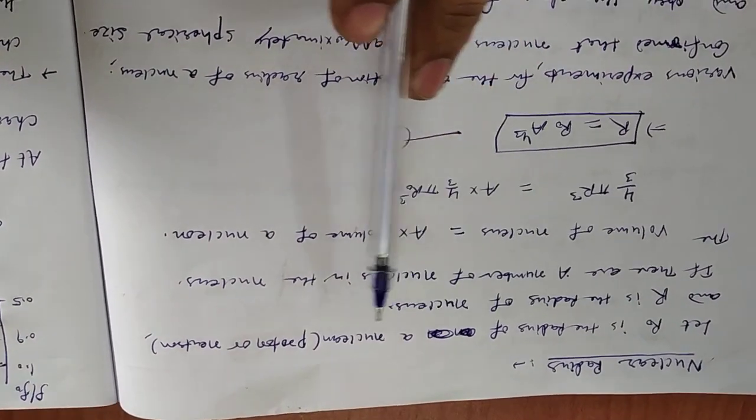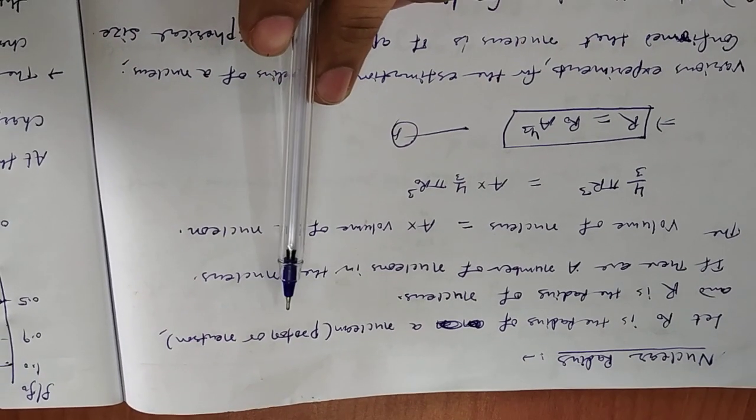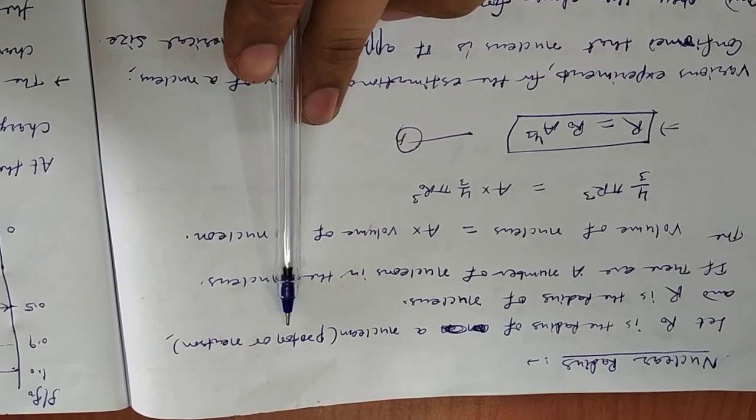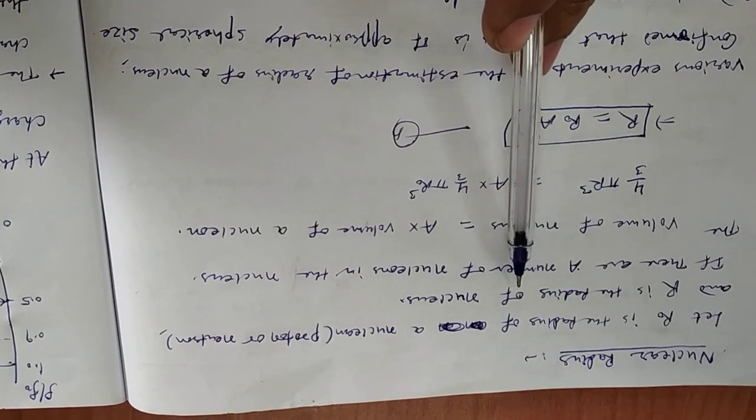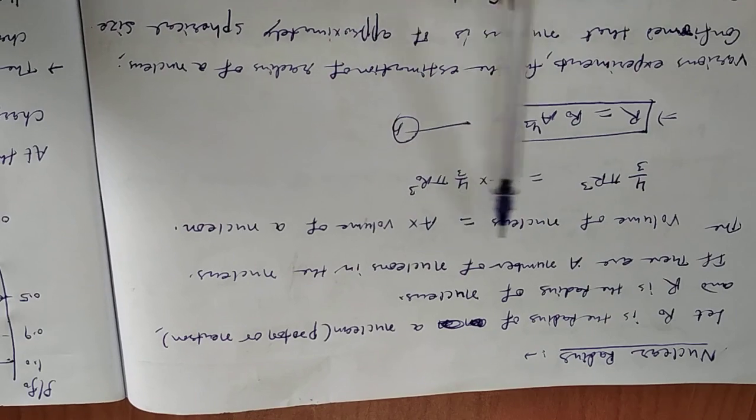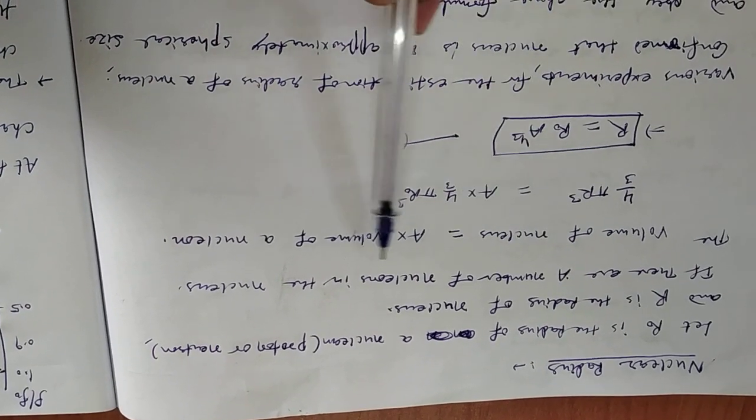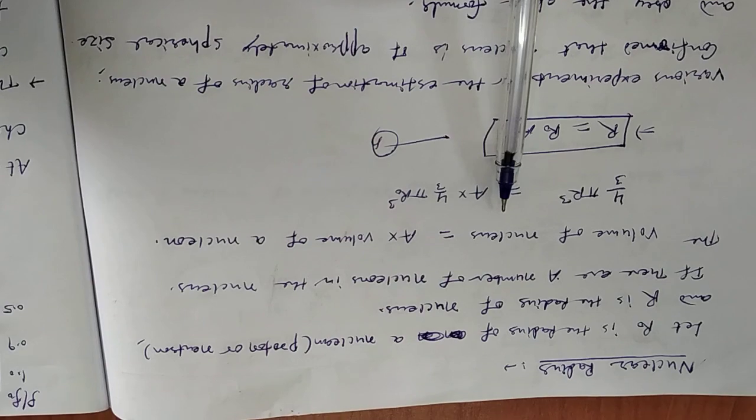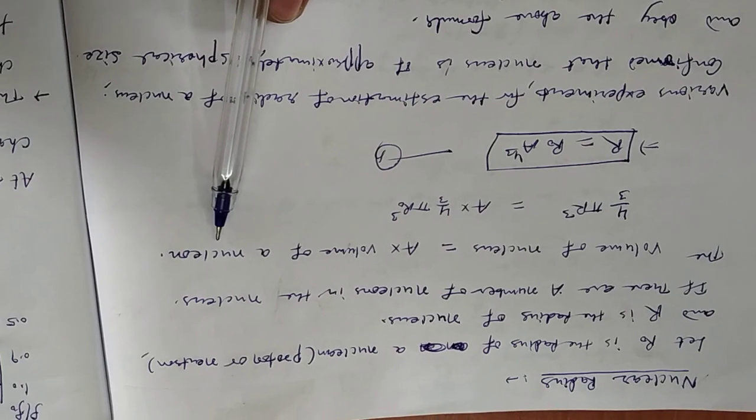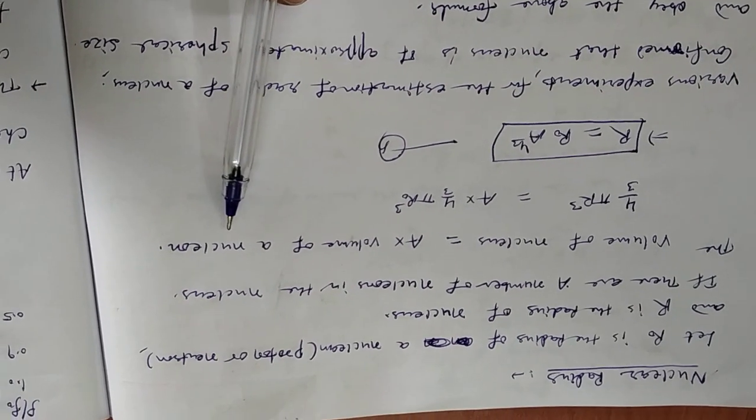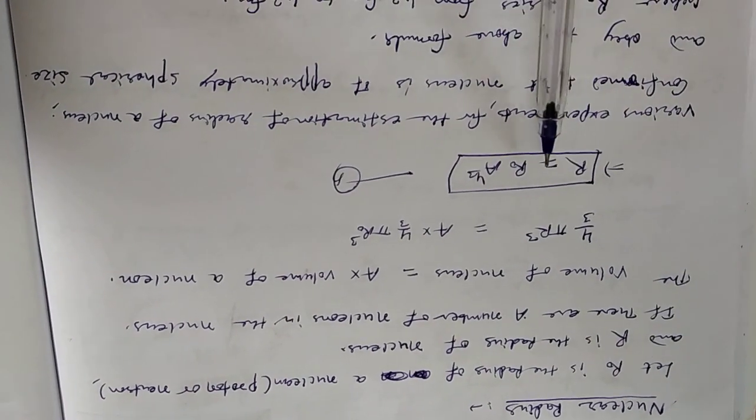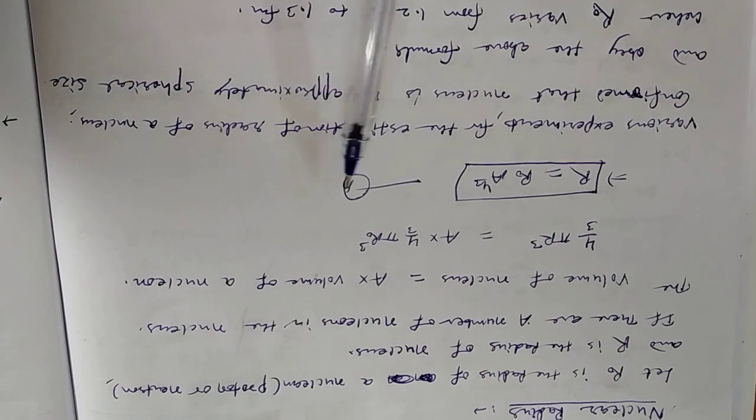Let R0 be the radius of a nucleon. As we know, nucleons are either protons or neutrons. If the nucleus has A nucleons, the volume of the nucleus is equal to the volume of a nucleon multiplied by A. So this is the formula, and after solving this we get this equation.